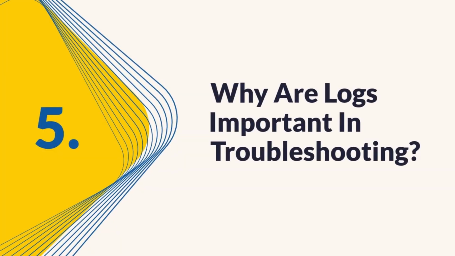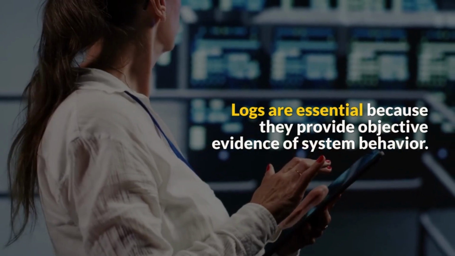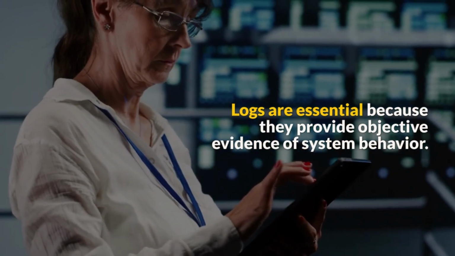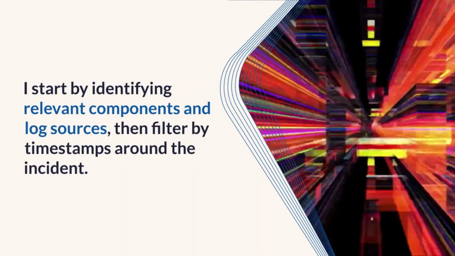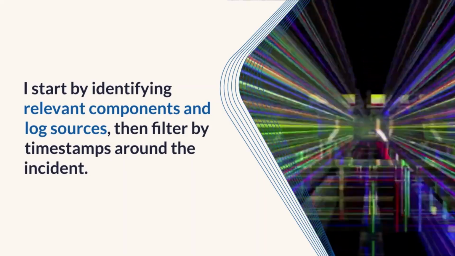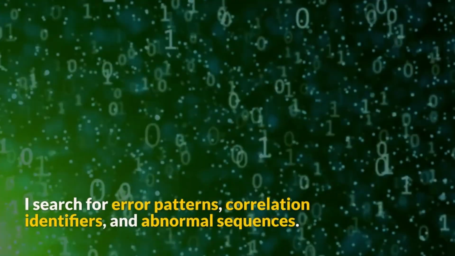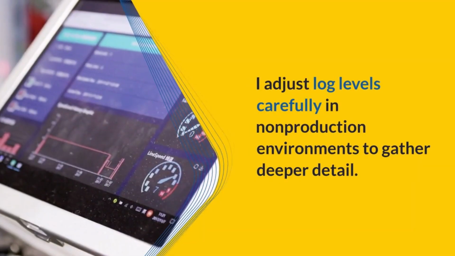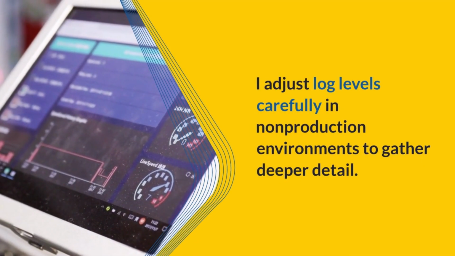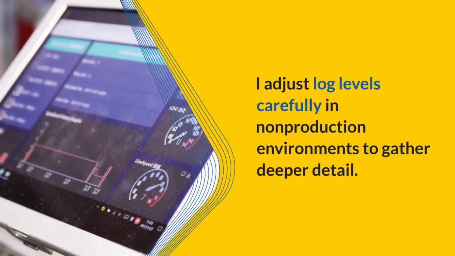5. Why are logs important in troubleshooting? Logs are essential because they provide objective evidence of system behavior. I start by identifying relevant components and log sources, then filter by timestamps around the incident. I search for error patterns, correlation identifiers, and abnormal sequences. I adjust log levels carefully in non-production environments to gather deeper detail.